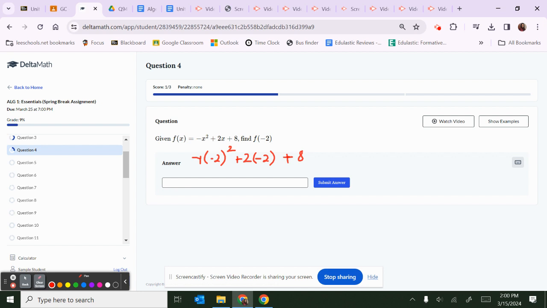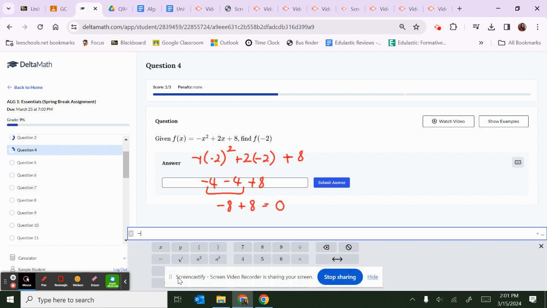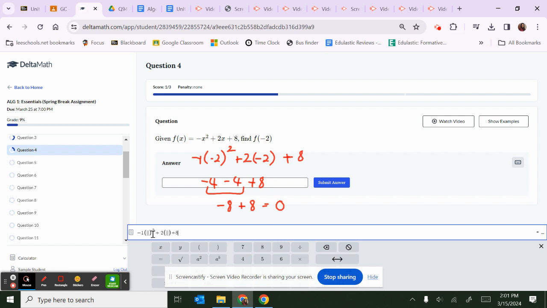-2 squared is 4. 4 times -1 is -4. 2 times -2 is -4. And then I bring down my 8. -4 minus 4 is -8. -8 plus 8 is 0. But again, guys, you could plug this in your calculator and get the same result. So -1 parentheses squared plus 2 parentheses plus 8, and then you're plugging in -2. So you can always put it in your calculator to confirm if your answer is indeed correct.